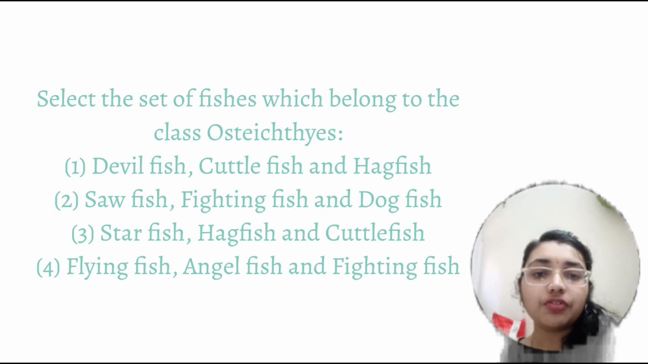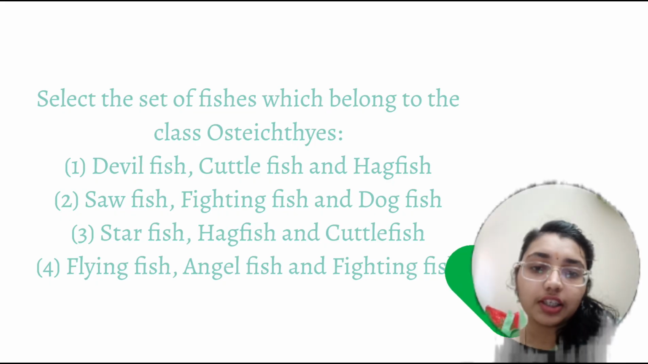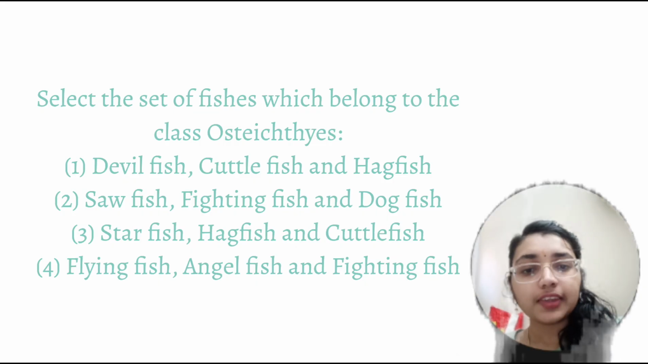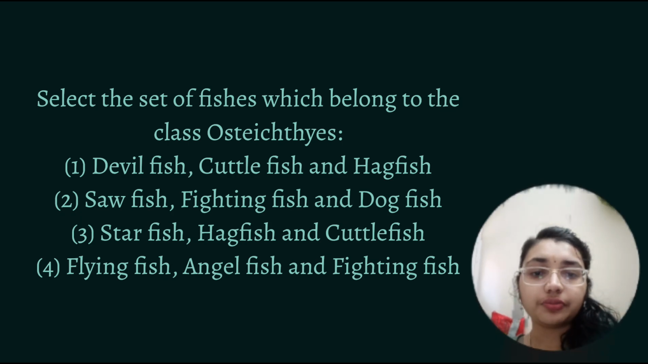Select the set of fishes which belong to the class Osteichthyes. So here, devilfish, cuttlefish and hagfish. This is not the correct option. Sawfish, flying fish and dogfish. This is not the correct option. Then starfish, hagfish and cuttlefish. This is wrong. So here the correct option is flying fish, angelfish and fighting fish.